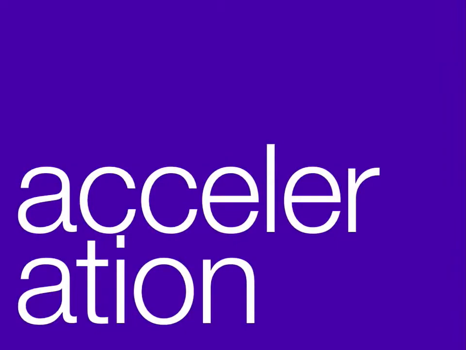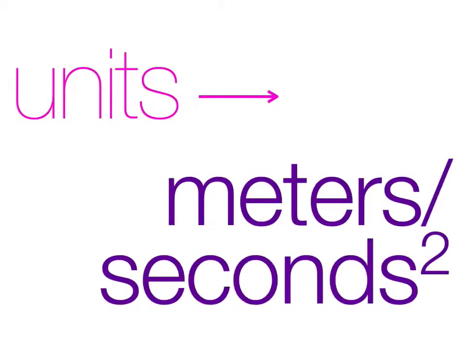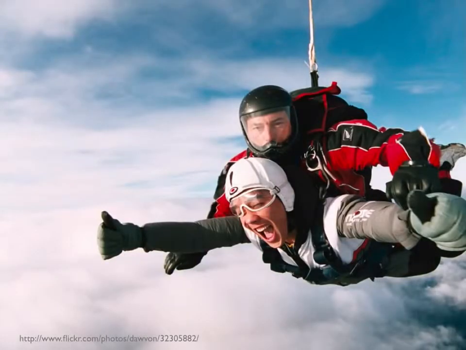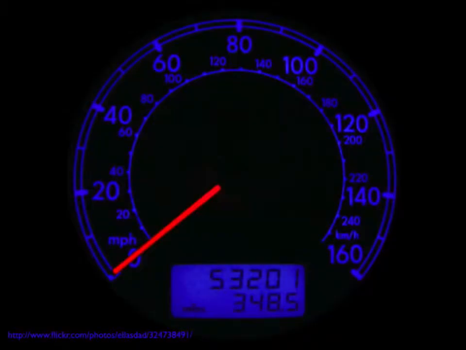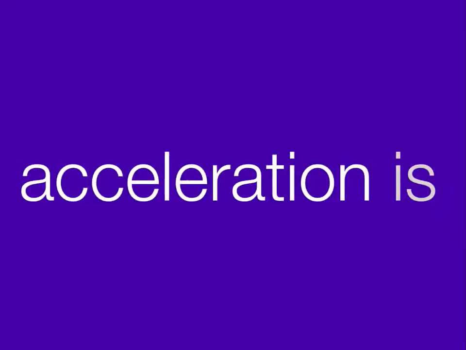This brings us to our final topic, acceleration. Acceleration in a physics equation is labeled a and has units meters per second squared. And all acceleration is the change in velocity per time. It's speeding up and it's slowing down. It's a Ferrari selling point, 0 to 60 in 3.3 seconds. It's going from this to this. Acceleration is speeding up and slowing down.